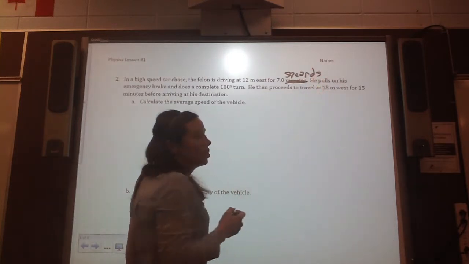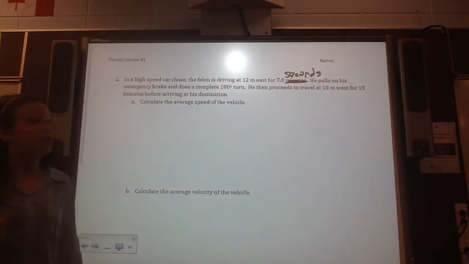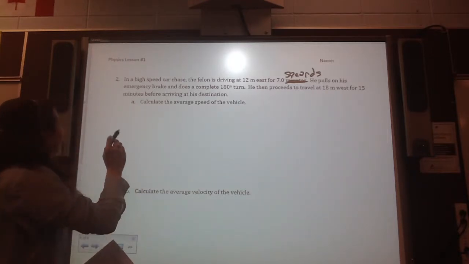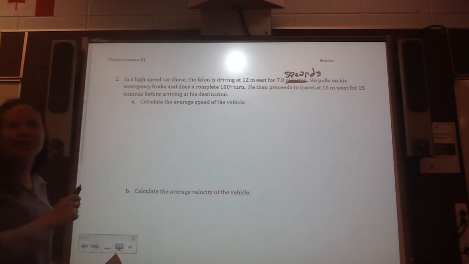If it's a high-speed chase, I hope he wouldn't take 7 minutes to drive 12 meters. Yeah. They're on golf carts. A crazy golf cart felon.